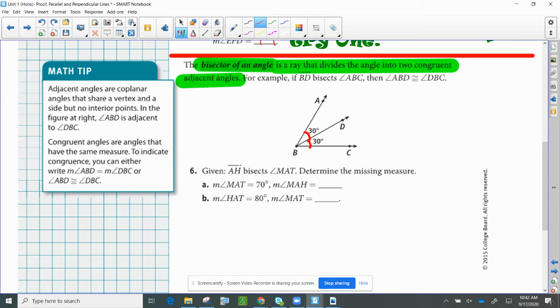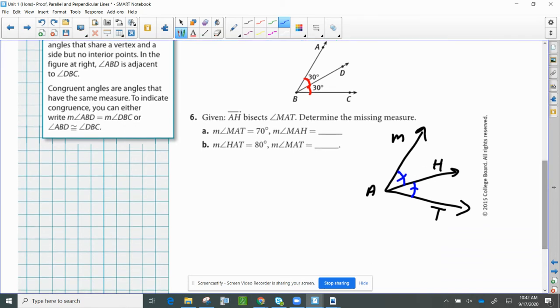So we have an angle down here, MAT. We're going to make a quick diagram over here. MAT, and they said that AH bisects this angle. So we have AH, that's our angle bisector. Again, if that bisects, that means this angle and this angle have to be congruent, or equal to each other. So use that information to solve for A. If the measure of angle MAT is 70 degrees, what does that make MAH?